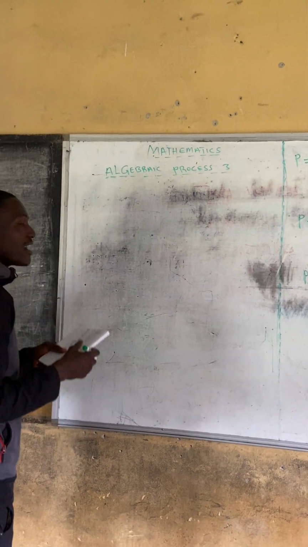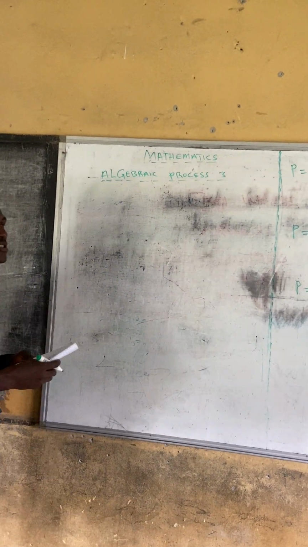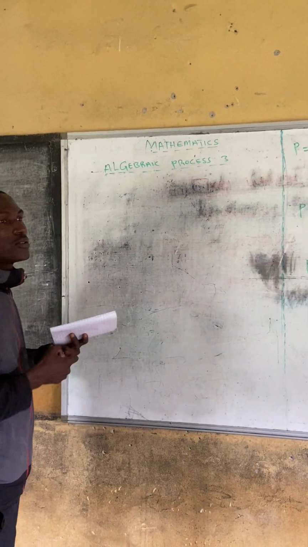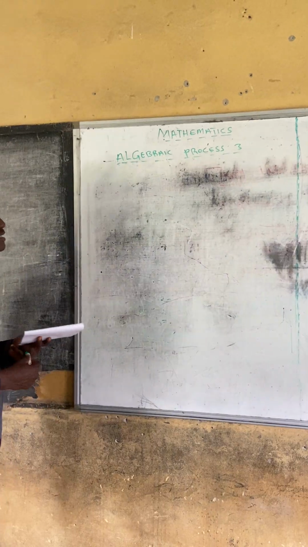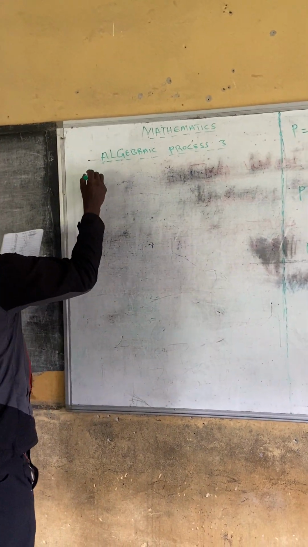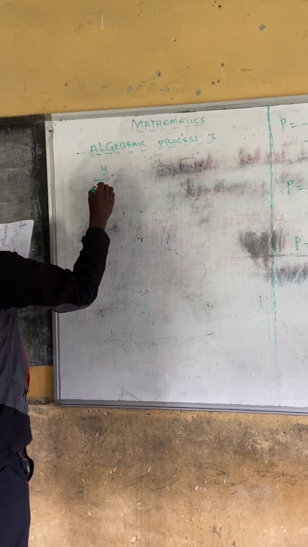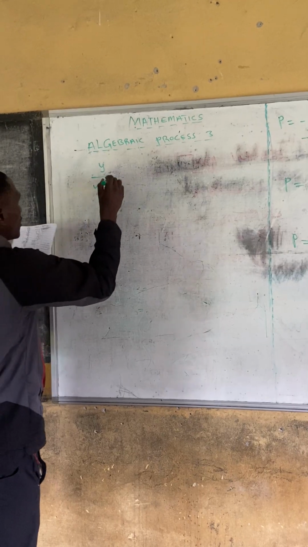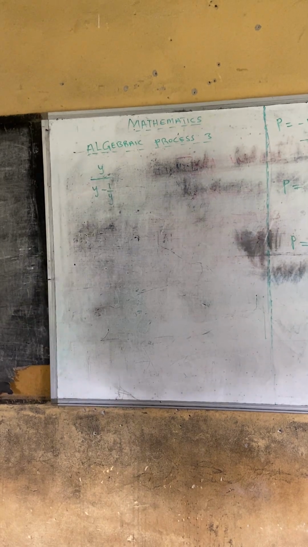Algebraic fraction. And we are going to take one example. And please, if you didn't understand, you can still drop a comment, and I will give you more explanation in my next class. Now, we have y all over y minus 1 all over y. This is the question. We have to simplify this.